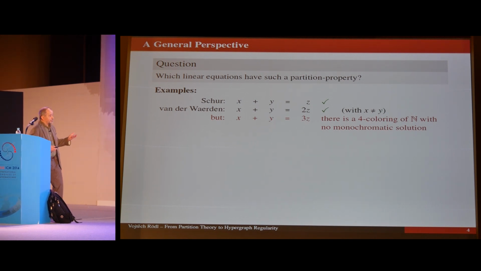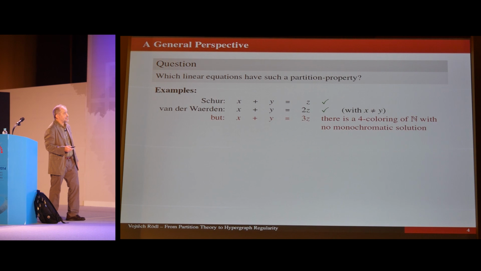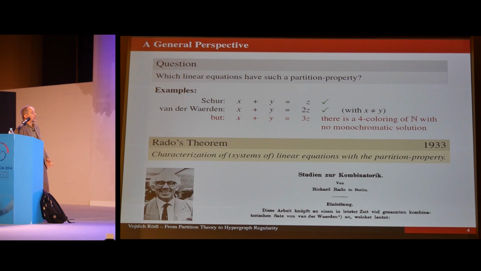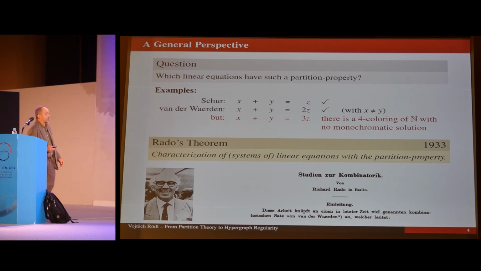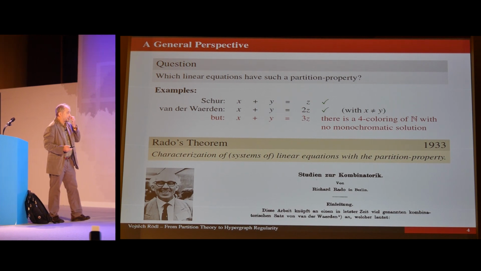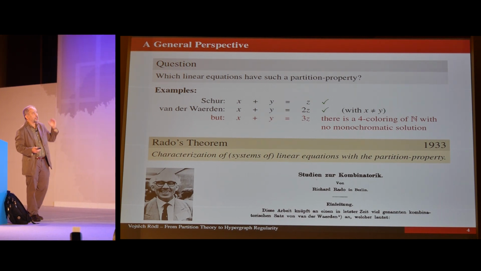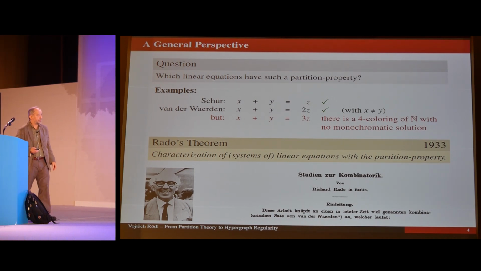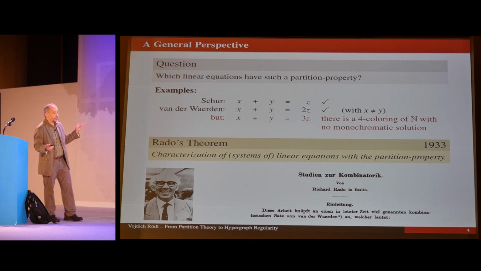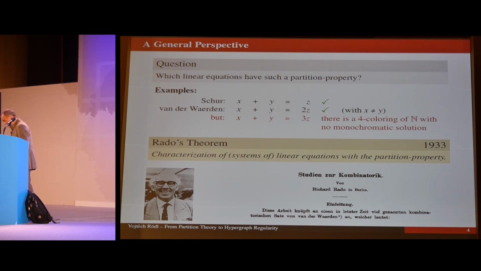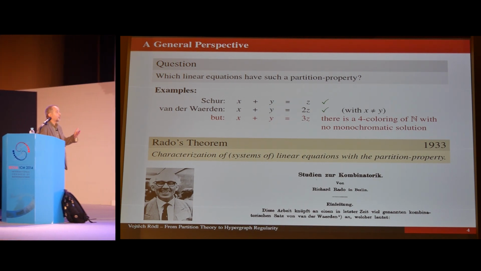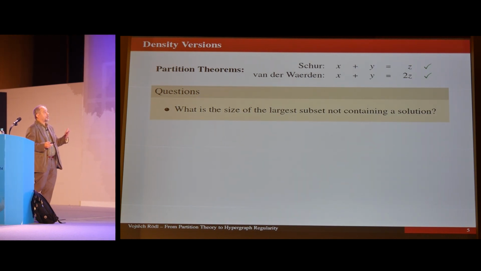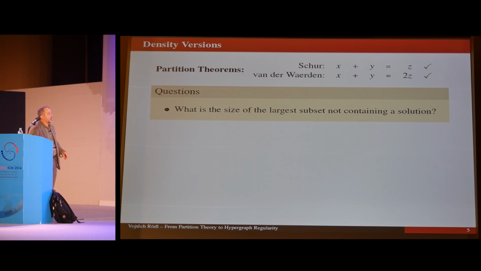And apparently Schur asked for which systems of linear equations such a theorem is true. And that was characterized by his student, Richard Rado, who characterized systems of linear equations. So for, say, an arithmetic progression of length 4, we would need 2 equations. So he characterized all systems of linear equations with the partition property for which such a theorem is true. But this is not the direction I will go into, so I just wanted to say it on the side. I will look into some other type of question.